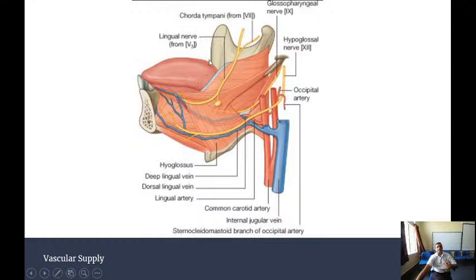Now the muscles of the tongue are the ones, the motor, which are supplied by the hypoglossal nerve.